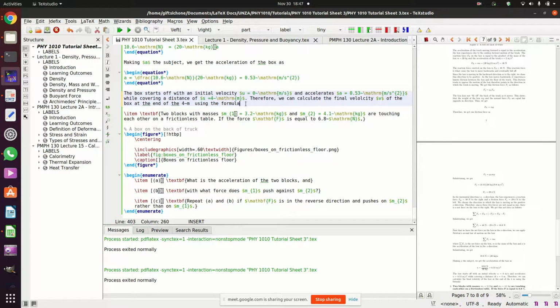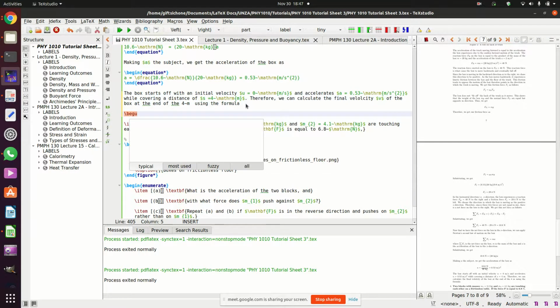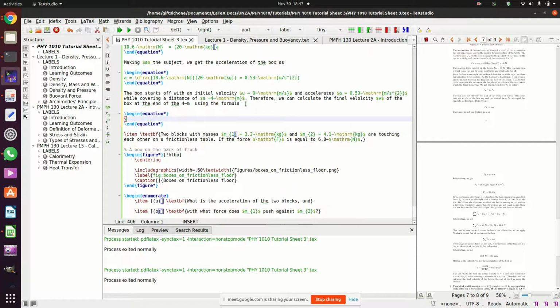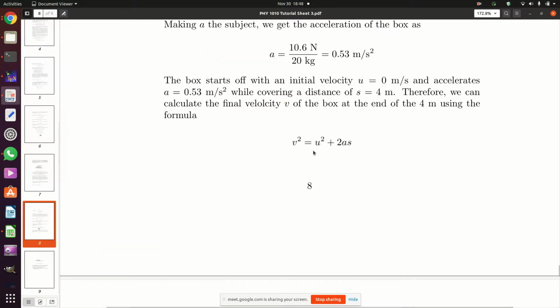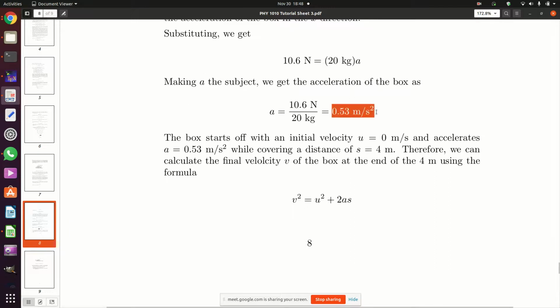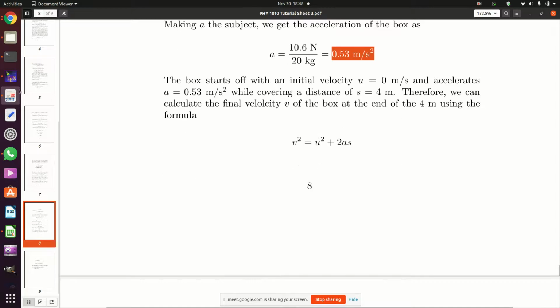So we can say v squared is equals to u squared plus 2as. We can use this. Once you know the acceleration, Newton's second law of motion is there to help you find the acceleration. Once you know the acceleration, you go back to these formulas for straight line motion. These. Okay?